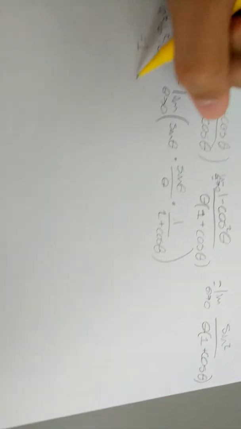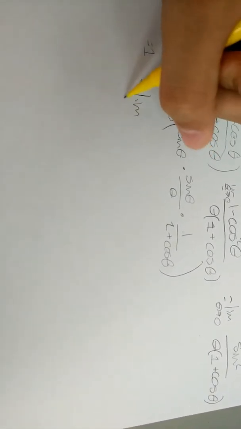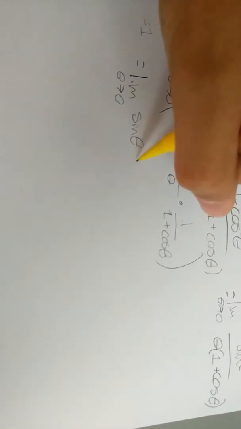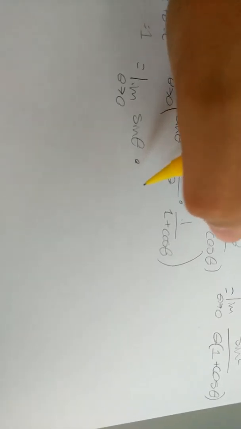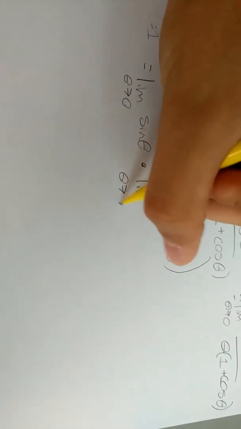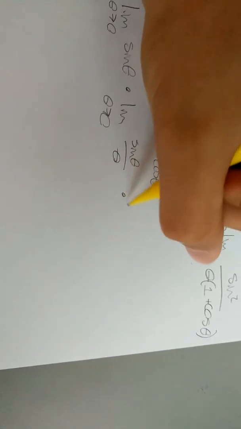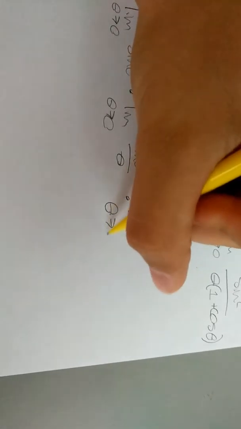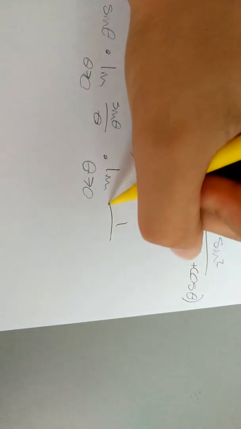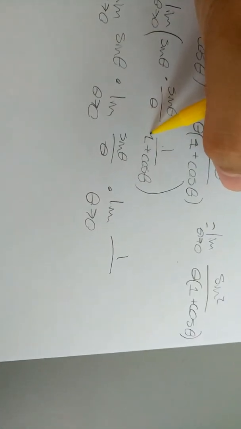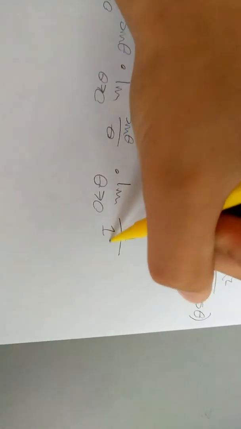And now when you have a limit of three terms, you consider them variables multiplied by each other, so it's going to be equal to the limit of each individual one of them. So it's going to be the limit of sine theta, times the limit as theta approaches 0 of sine theta over theta, times the limit as theta approaches 0 of 1 plus cosine of theta.